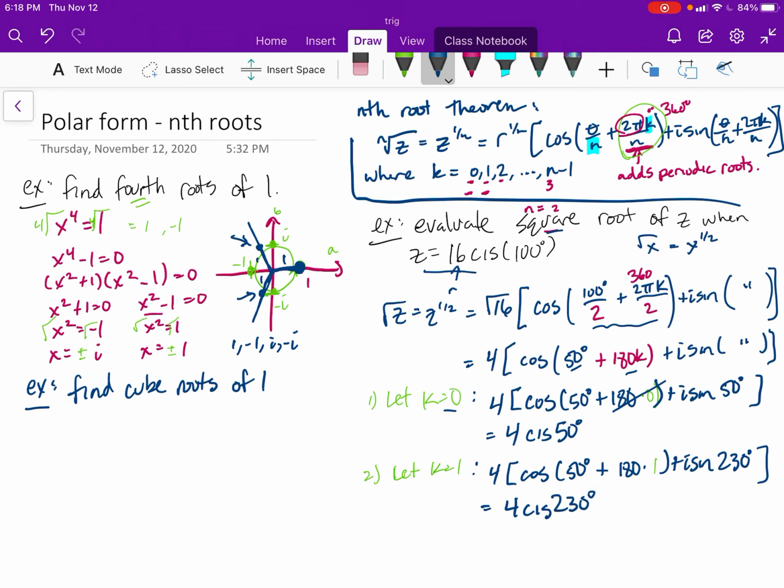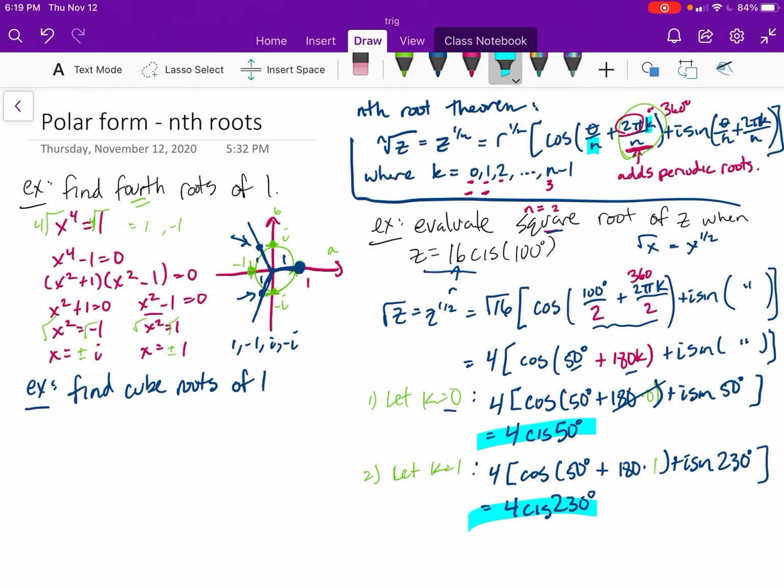So looking at that original problem, right? Find the square roots of 16 cis 100 degrees. I wouldn't know that these are the two solutions there. Okay, and that's how we are using polar form and this nth root theorem.